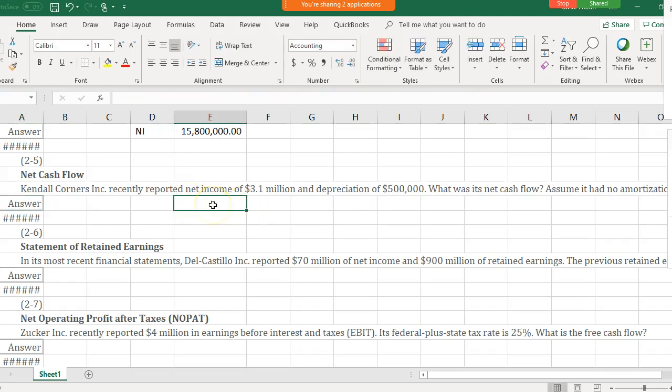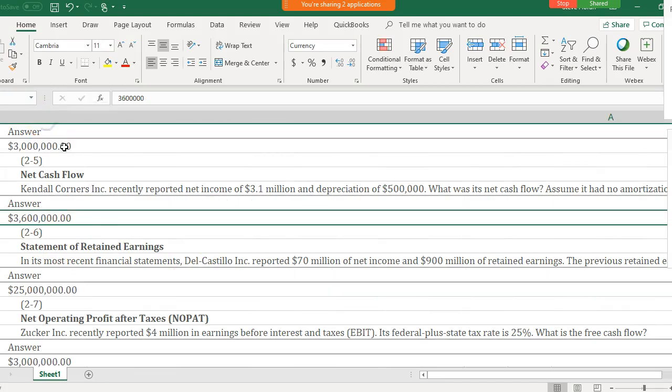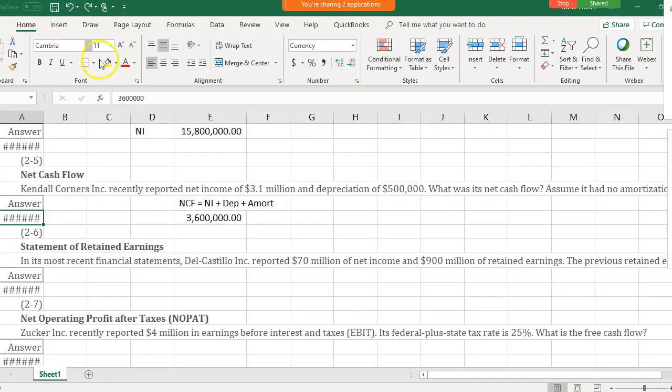So the true formula, I'm going to put that on your screen so you can see it. So NCF, which is net cash flow, that equals net income plus depreciation plus amortization. Okay, that's the formula for cash flow. And so the numbers that we have are the $3.1 million, and we have the $500,000. And there is no amortization. They said that's 0. So the answer is pretty simple. It's just $3.6 million, which probably is this number right here. Yep, right there. Okay, so hopefully everybody understood that one. That was a pretty easy one.